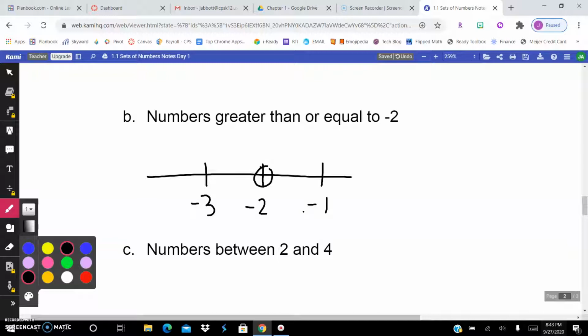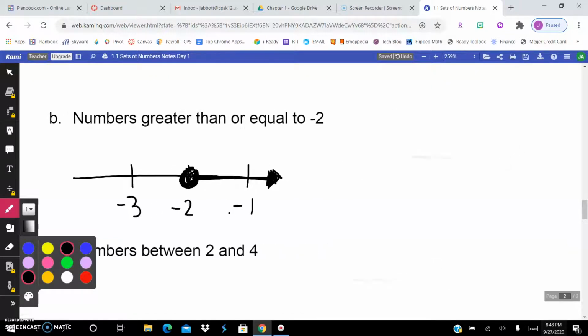So this time I saw the "equal to" or heard that, so we're going to definitely fill in the circle at -2. Numbers greater than are going to go to the right. Bigger numbers are always to the right. So fill that all in.